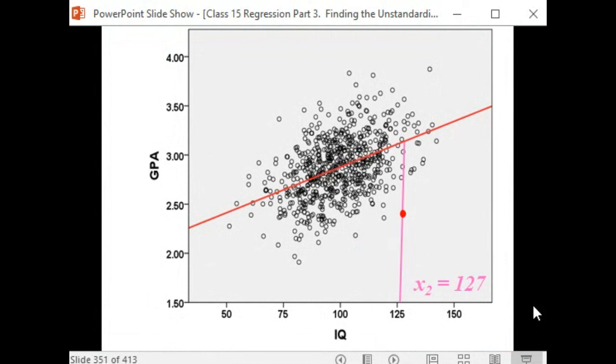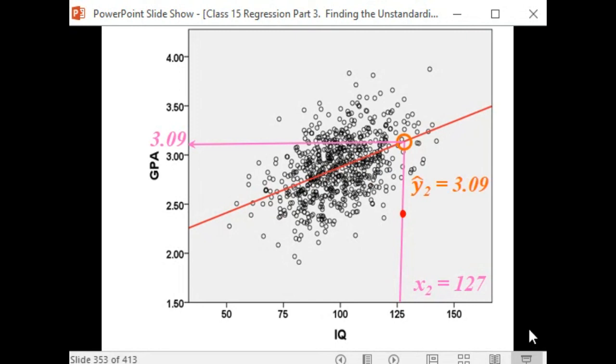So you can ask yourself how close you were to 127. Probably pretty close. Now, here's another question. What is the predicted value of Y? What is the predicted GPA for individual 2? What's the predicted value of Y? Again, just make your best guess. Okay, actually, the predicted value of Y for this individual is 3.09.